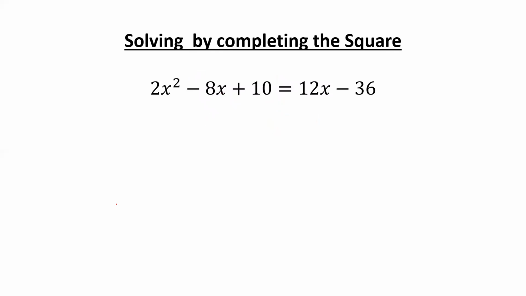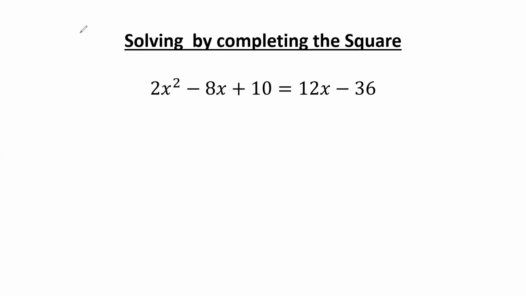So from algebra here, we are going to look at a problem where we are actually solving by completing the square. We have a quadratic equation. In order to do this, we have to get all the x values on one side of the equation, and we're going to put the constants on the other side. All right. So let's go through this. First off, all these x values, we're going to move over here to the left side.